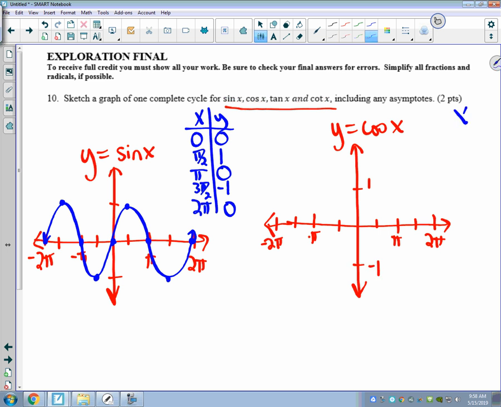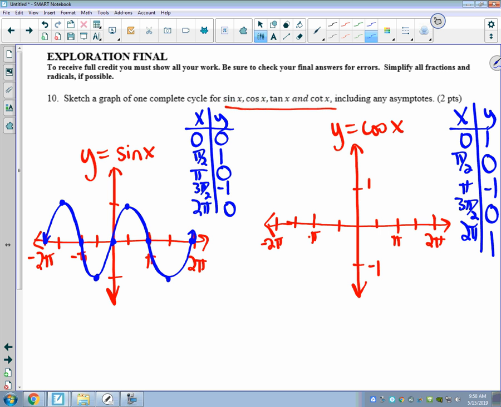So, same idea, 0 to 2 pi, we take half of it, we take half of it again. But cosine is x, so cosine starts at 1, and then it goes to 0, and it goes to negative 1, 0, back to 1. And I'm just using my unit circle to do that.